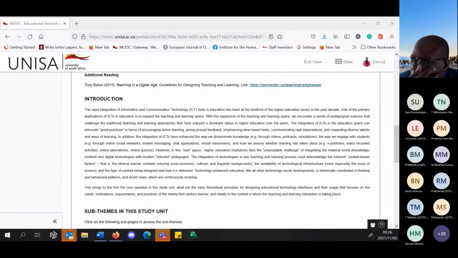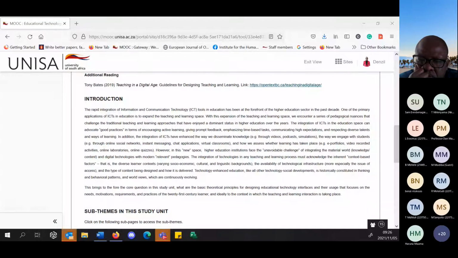There must be some critical reflection on our practices, and reflecting back on how we readapt or revise our approaches to fit these changing spaces. So this brings me to the core question in this study unit, colleagues. What are the basic theoretical principles for designing educational technology interfaces and the usage that focuses on the needs, motivations, requirements, and practices of the 21st century learner, and ideally the context in which teaching and learning interaction takes place?